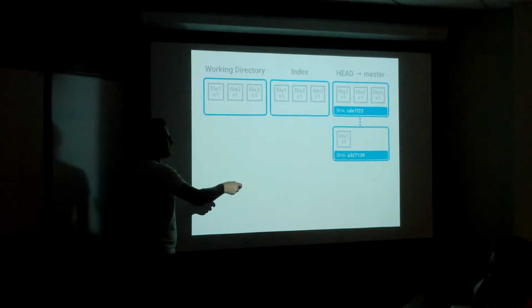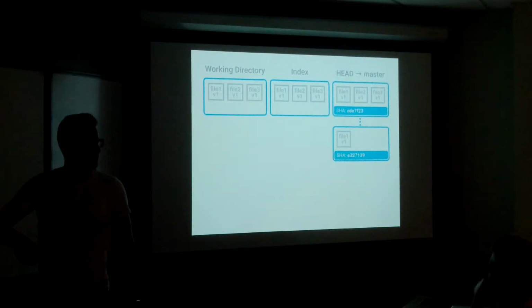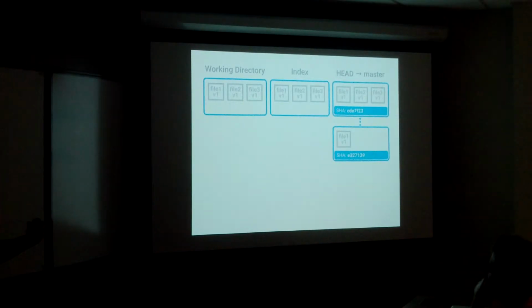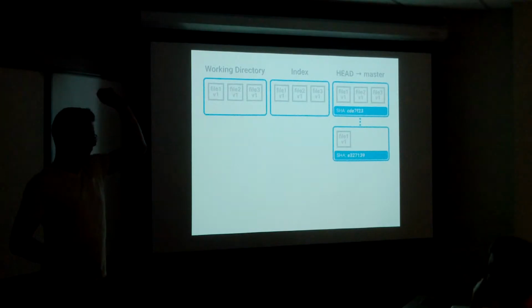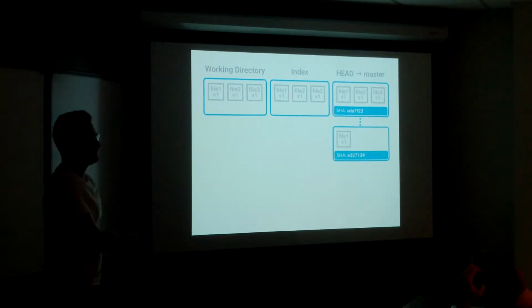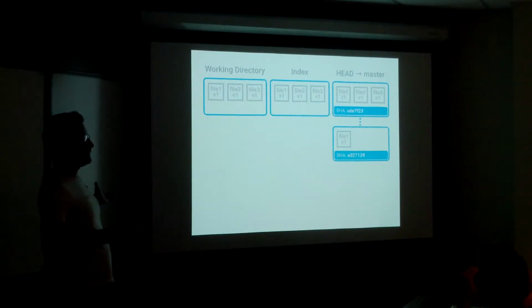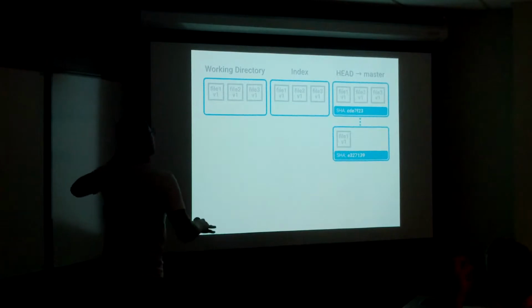Anyone know what that dotted line represents? Anyone? Parent. So every time you make a new commit, that new commit is assigned what's called its parent, which is just the commit that was at head before. That's all. Pretty simple. You can actually get it way more complicated, but don't worry about it.